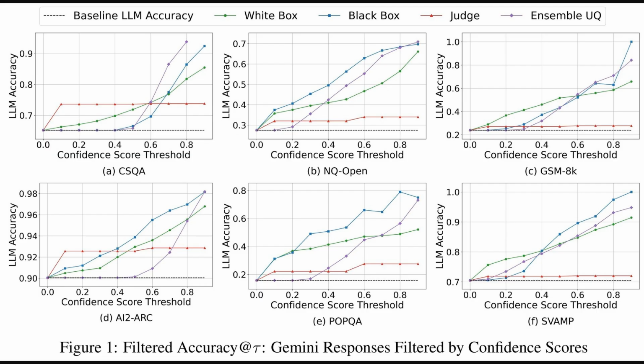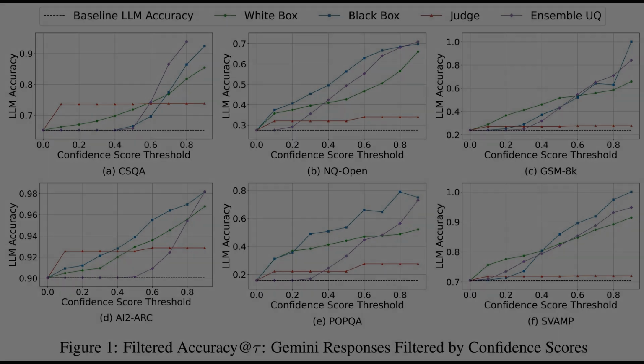We see different lines for white box, black box, LLM-Judge, and the Ensemble UQ methods plotted across 6 different benchmarks like CSQA, NQOpen, and SVAMP. Generally, as the confidence threshold increases, meaning we only accept answers the model is very sure about, the accuracy of those answers goes up. This is most noticeable for the white box, black box, and Ensemble UQ methods. The LLM-Judge method, shown in red, often doesn't improve much with filtering.